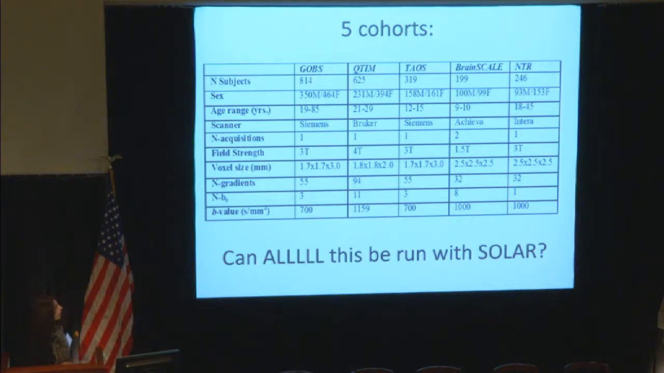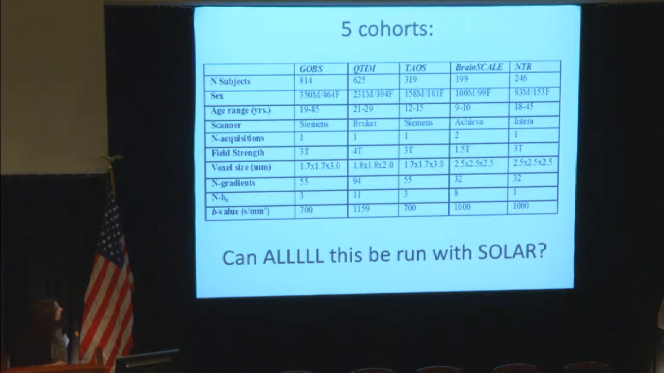In this study, we have 5 cohorts. They're all different sizes, different family types, different age ranges. All were scanned differently, except GOBS and TAUs had similar scanning acquisition parameters. We could see these vary from everything from field strength from 1.5 T to 4 Tesla, b-values all different. We have some lower directional resolution images, some higher directional resolution images, but the tensor model is what you can commonly derive from all of these.